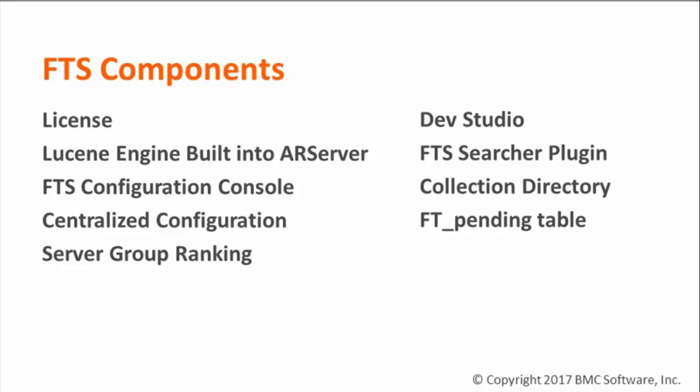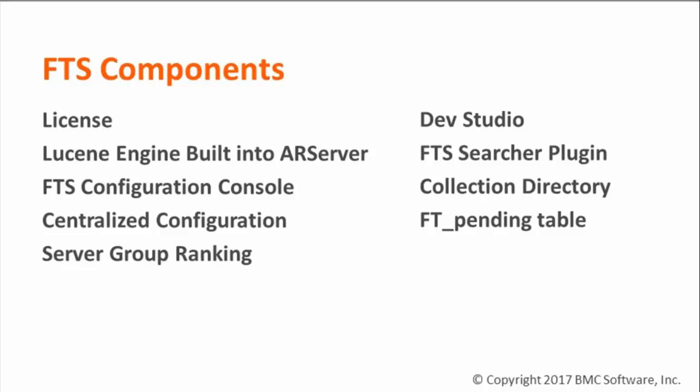As you can see from this slide, there's several components to FTS. The FTS license is a key component because you must have a license applied to be able to access the forms to configure FTS and for FTS to work as expected. If the server has a full text search license and the full text feature is configured correctly, full text searching is activated. With 9.1, the third-party utility used by FTS, the Lucene engine, is built into AR Server. So when AR Server starts up, FTS is already active.